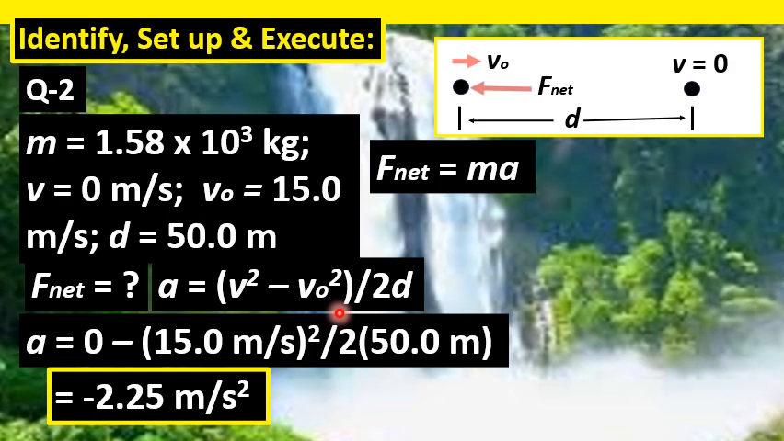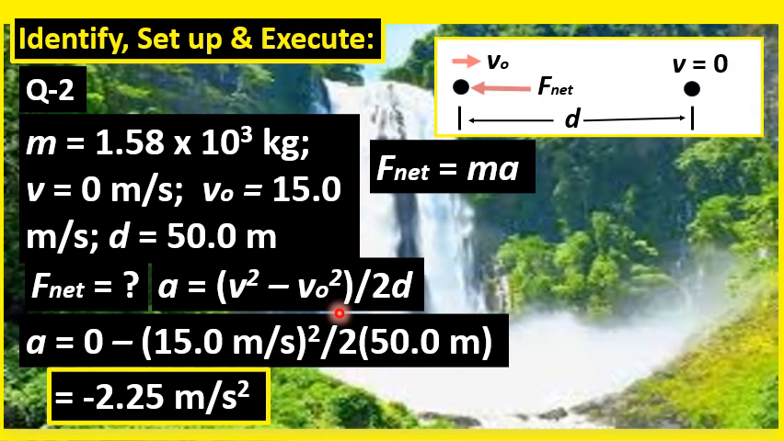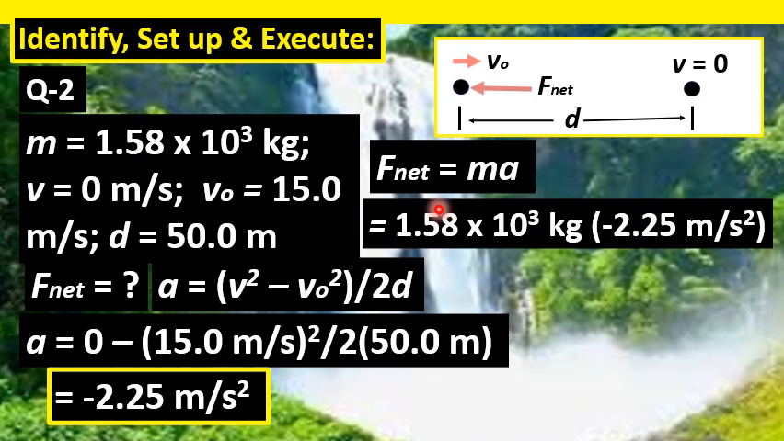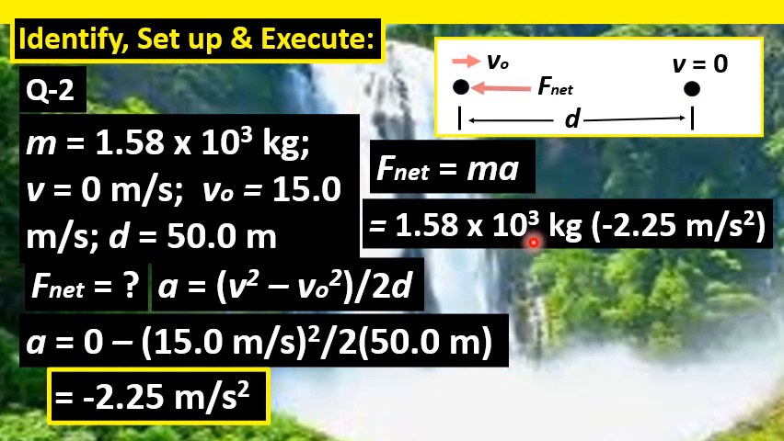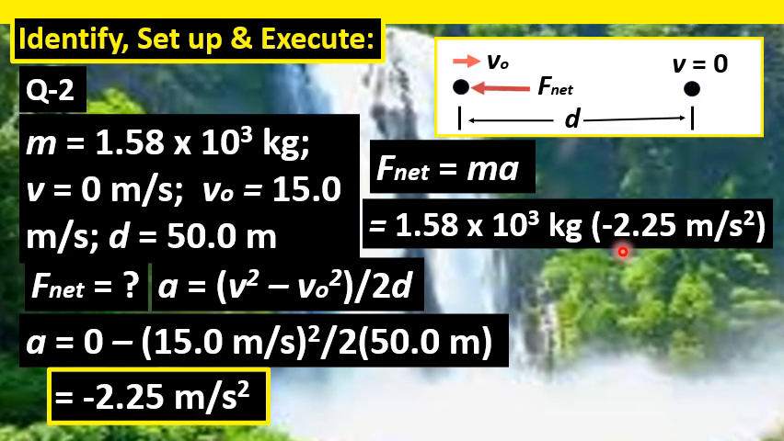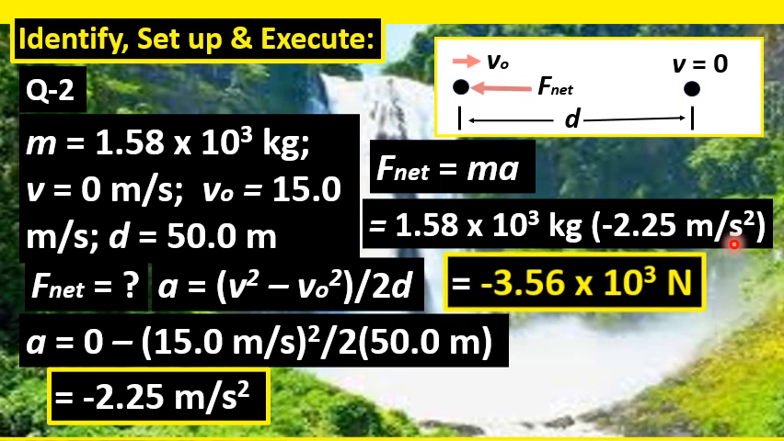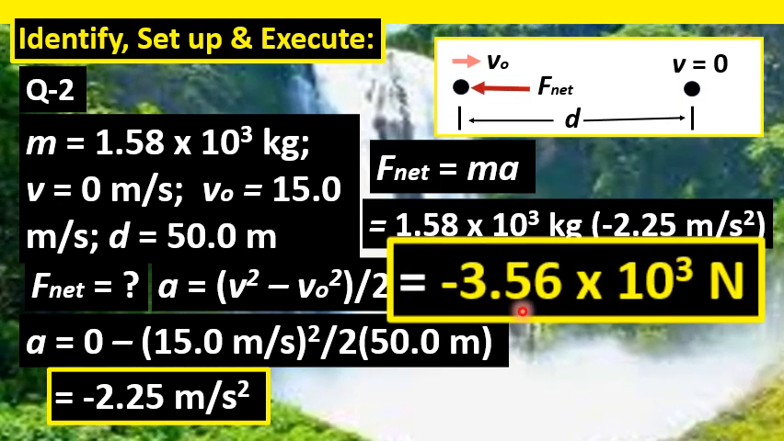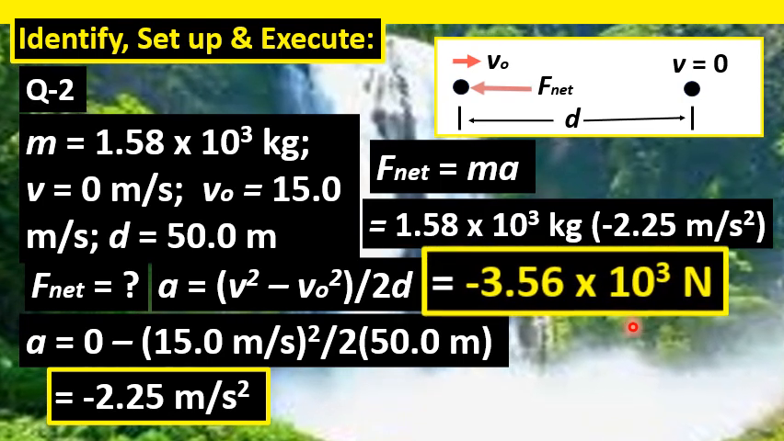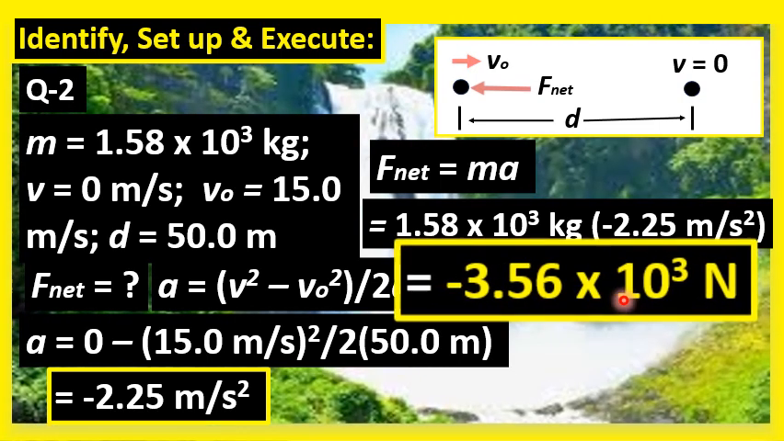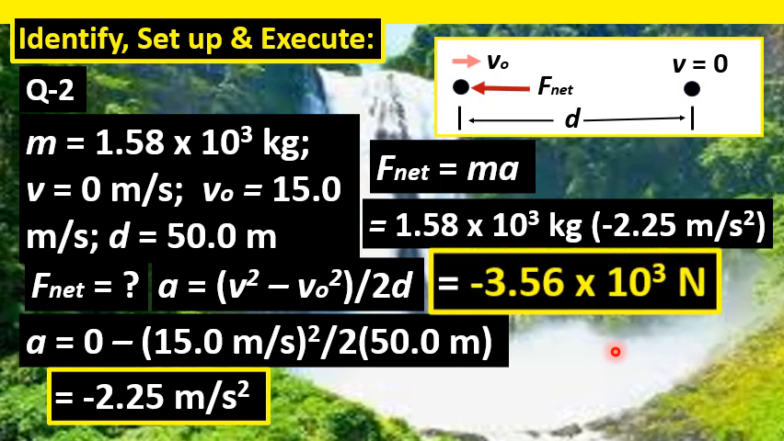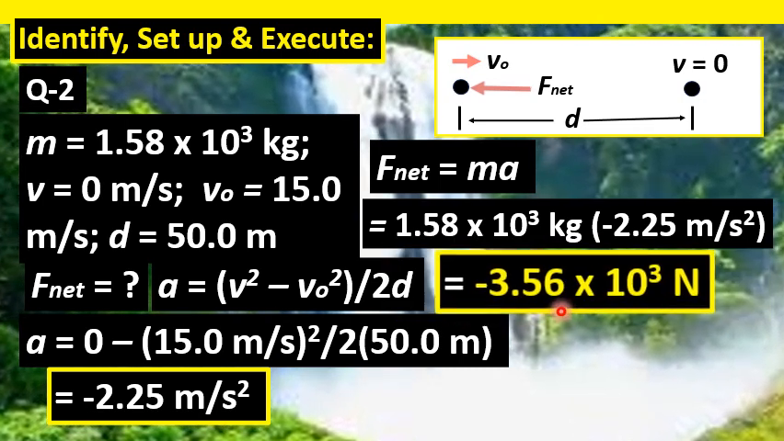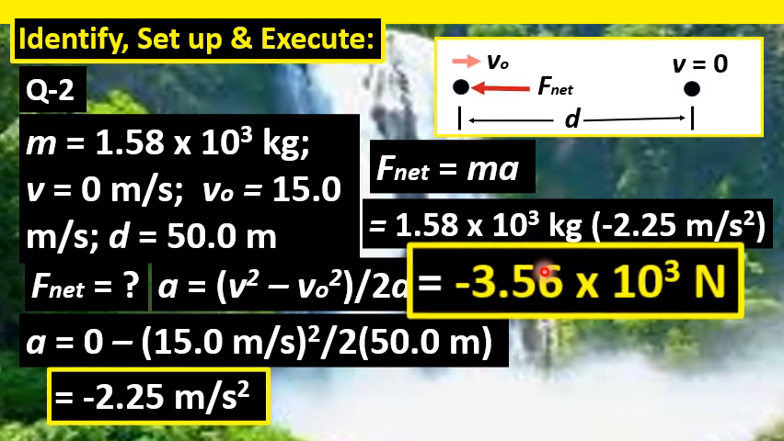So we can now compute the net force that caused this car's acceleration, again using Newton's second law. Fnet equals ma, or Fnet equals 1.58 times 10 to the third kilogram multiplied by the computed acceleration, negative 2.25 meters per second squared. So if you do your math, we will get the value of the net force equals negative 3.56 times 10 to the third power newtons in three significant figures. So just like the acceleration, the net force also has a negative sign, meaning it is directed opposite to the motion of the car.